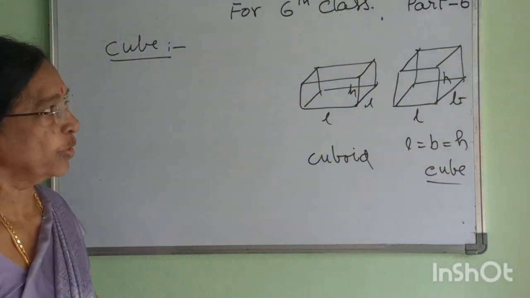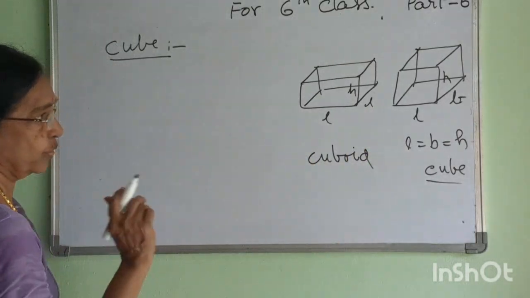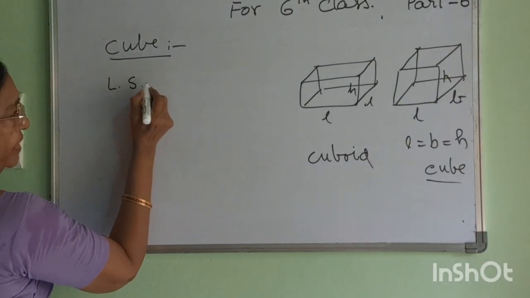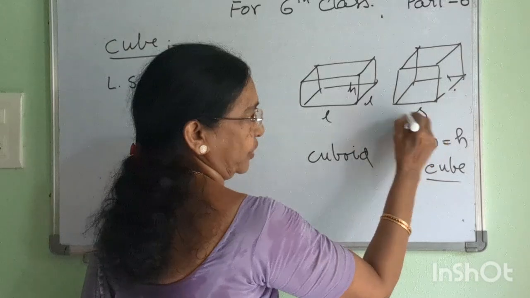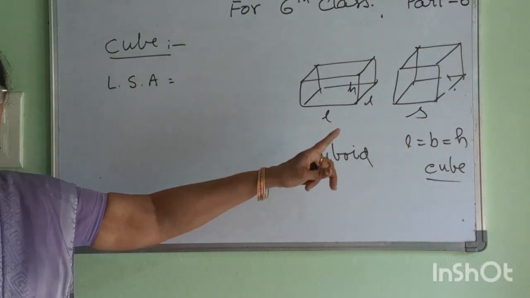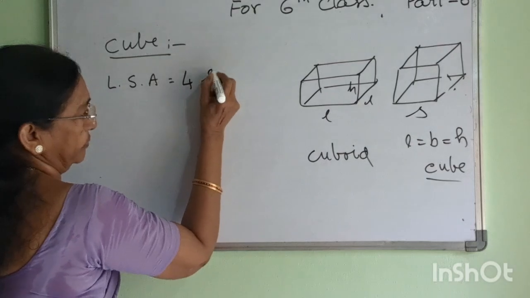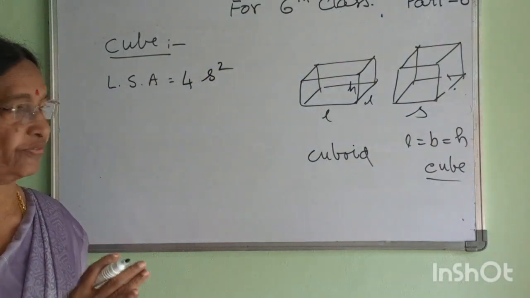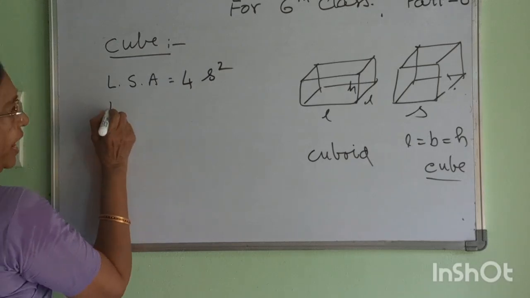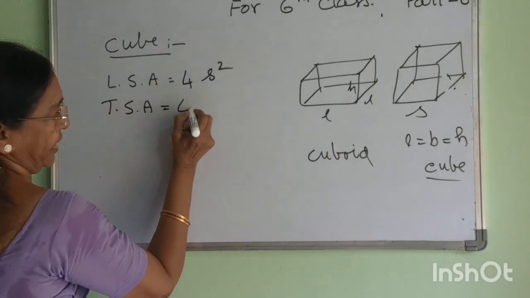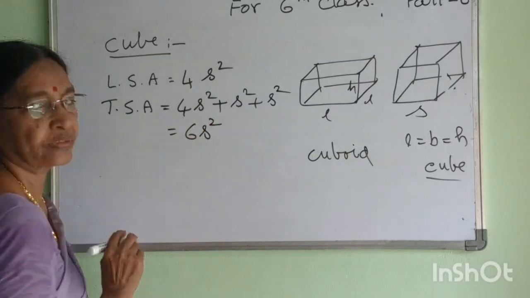So we will see cube also has 6 faces and 12 edges. So the lateral surface area, there are 4 lateral surfaces and each L is equal to B is equal to H, let each side be equal to S. Therefore lateral surface area of a cube of side S is equal to 4S square. As there are 4 lateral surfaces, and the area of each surface is S square, the lateral surface area is equal to 4S square. And the total surface area is equal to 6S square: lateral surface area plus area of the top plus area of the bottom. So 6S square total surface area.